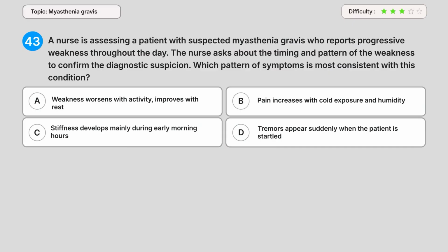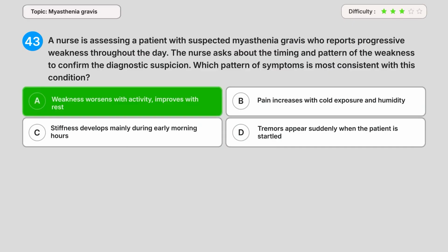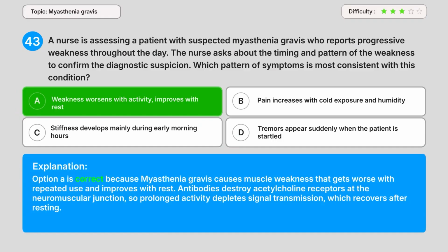Correct answer. A. Weakness worsens with activity, improves with rest. Myasthenia gravis causes muscle weakness that gets worse with repeated use and improves with rest. Antibodies destroy acetylcholine receptors at the neuromuscular junction, so prolonged activity depletes signal transmission, which recovers after resting.